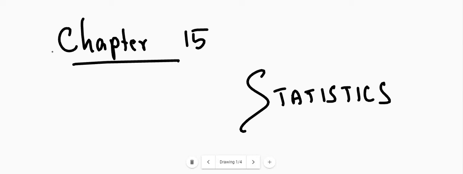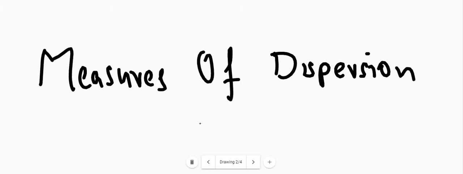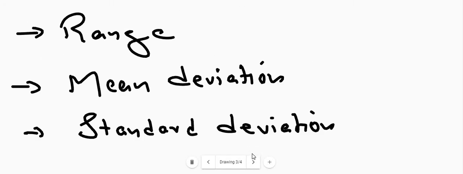Hi students, welcome all. Today we are going to discuss chapter number 15, statistics. In this chapter we are going to study measures of dispersion. In our previous class we discussed measures of central tendency, that is mean, median and mode. Today in this module we are going to discuss range, mean deviation and standard deviation.